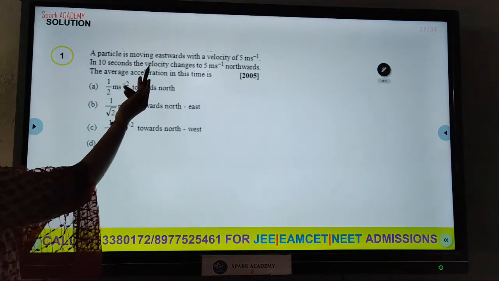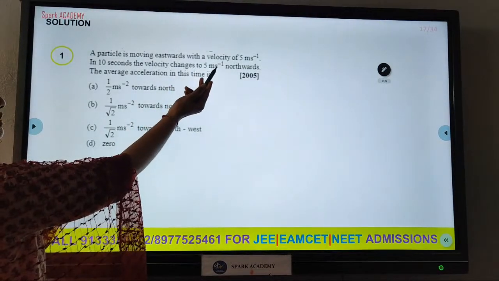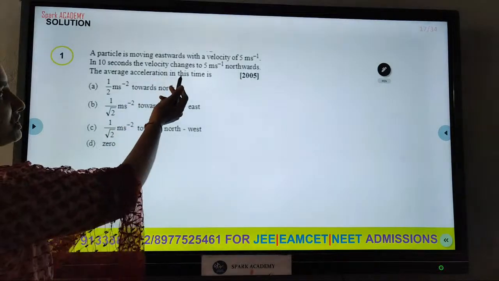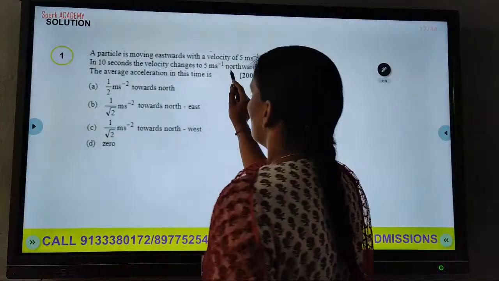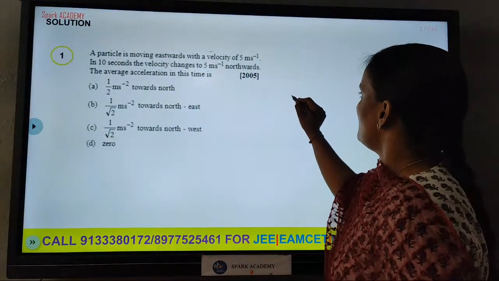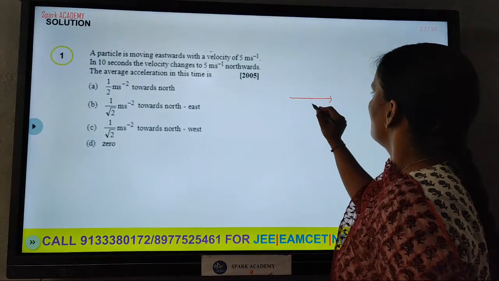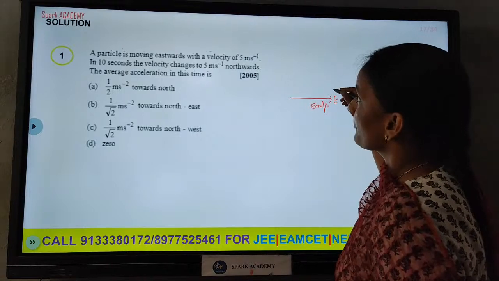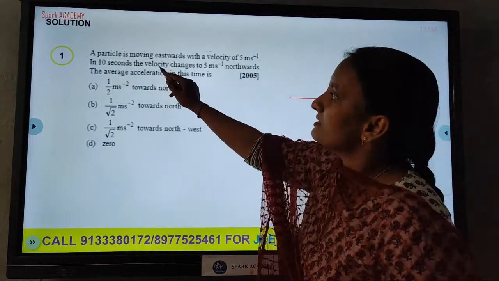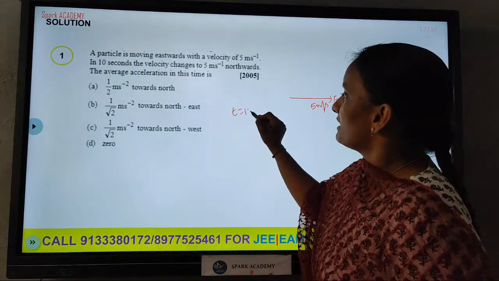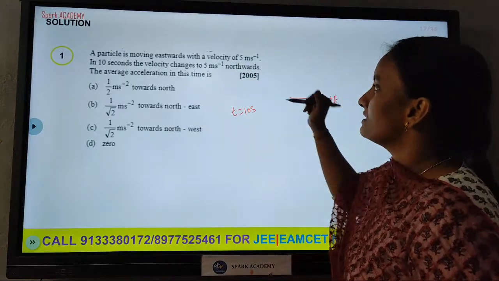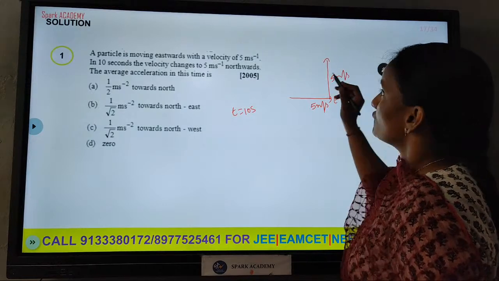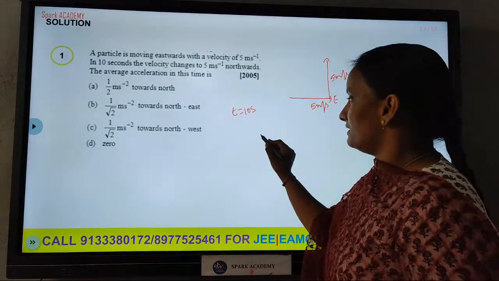A particle is moving eastwards with a velocity of 5 meter per second. In 10 seconds, the velocity changes to 5 meter per second northwards. So initially, it is 5 meter per second eastward, and in 10 seconds, time taken is equal to 10 seconds. Velocity changes to 5 meter per second northwards. So they are asking to find the average acceleration.